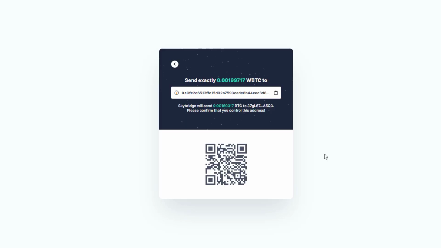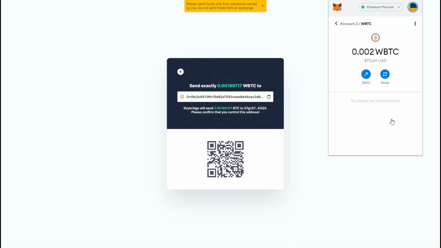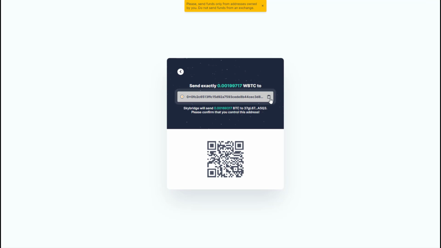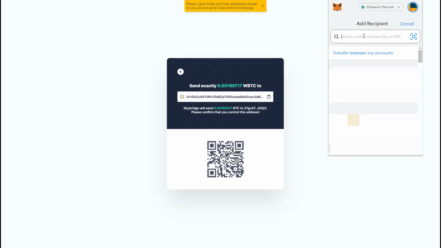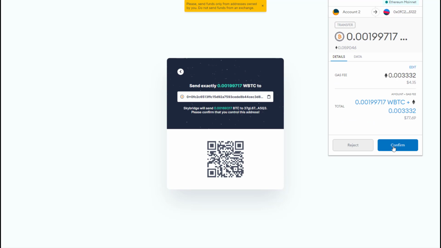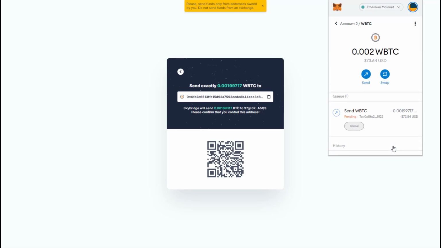So now I have to send exactly this amount of WBTC to this address. Okay, I will go to my WBTC, say send, copy this address, send, paste. Okay, I will put in the amount, 0.00199717. I will keep it here on average speed and just press next. Okay, it's going to cost me $4.15 in gas, and I will confirm that.